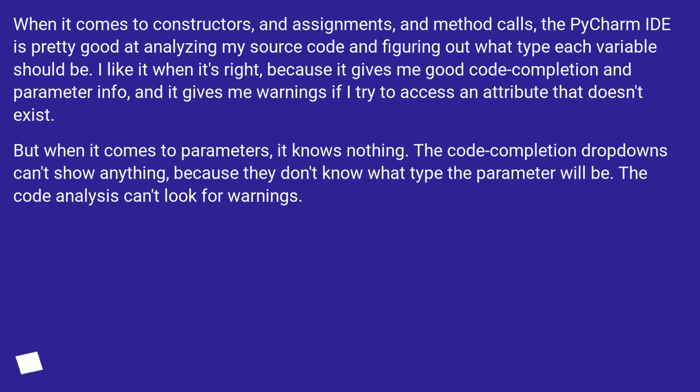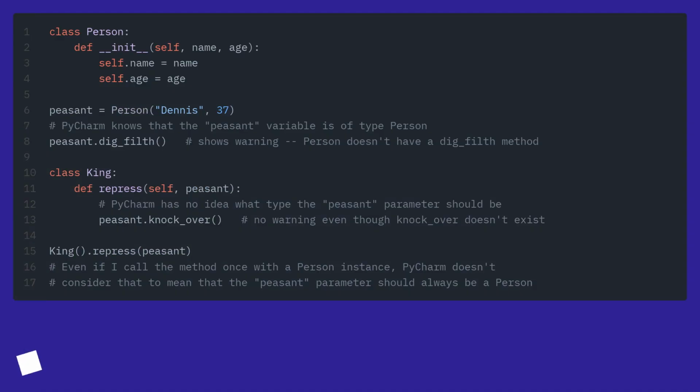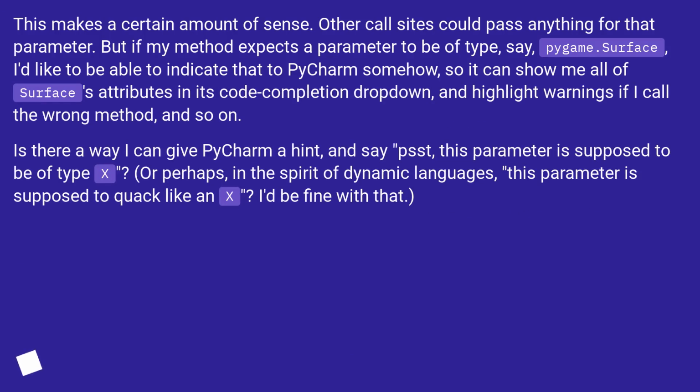But when it comes to parameters, it knows nothing. The code completion dropdowns can't show anything, because they don't know what type the parameter will be. The code analysis can't look for warnings. This makes a certain amount of sense. Other call sites could pass anything for that parameter.